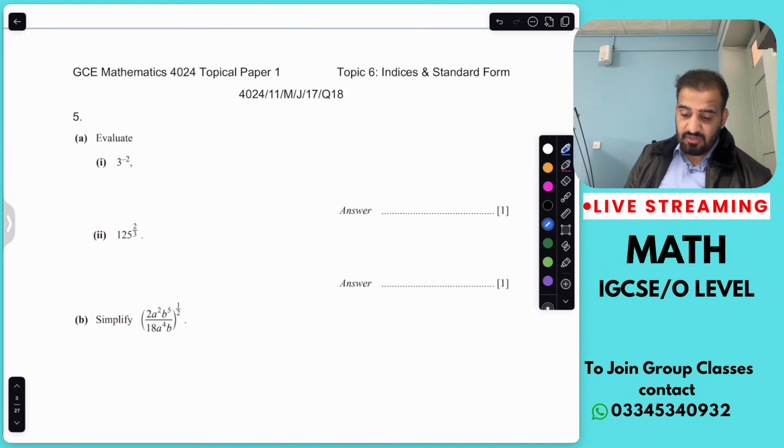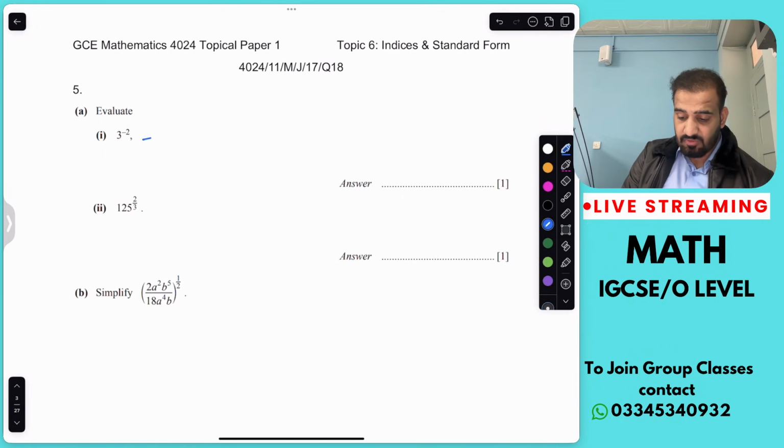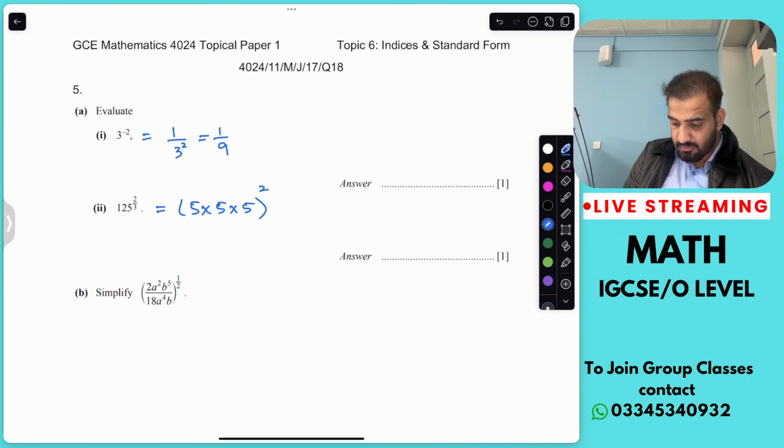Moving on to question 5. 3 raised to negative 2 will be 1 over 3 square, which is 1 over 9. 125 can be written as 5 cross 5 cross 5, which is 5 raised to power 3. 3 will be cancelled out, so you are left with 5 square, that is 25.